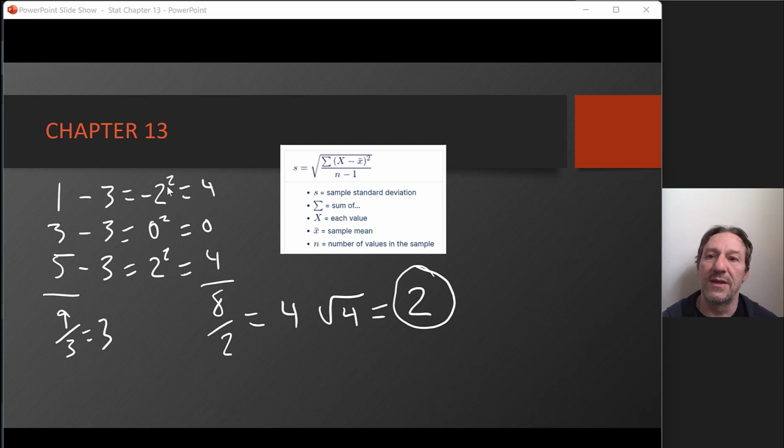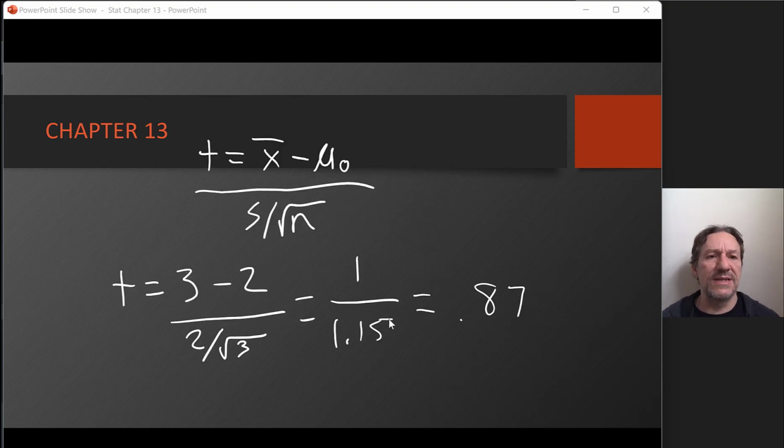So anyways, because of that, we have to square each number. We get a 4, a 0, and a 4. We add them up, 8. We divide by n minus 1; we had 3, so 3 minus 1 is 2. We get a 4, and the square root of 4 is 2. So 2 is our standard deviation for this sample. Intuitively, you kind of know this. The mean is 3, and this one's 2 off, and this one's 2 off, so the standard deviation is going to be 2.